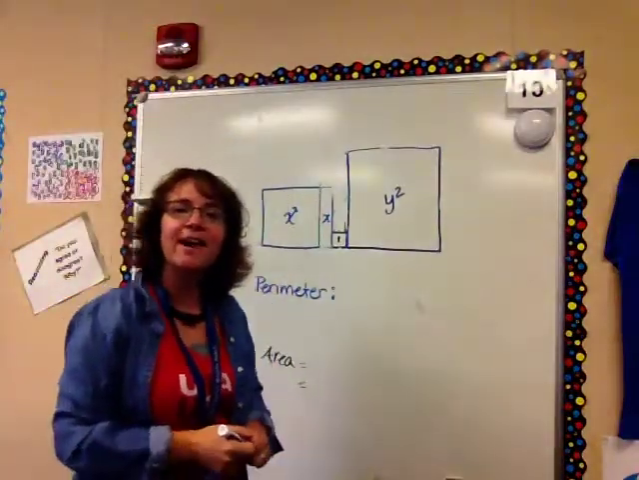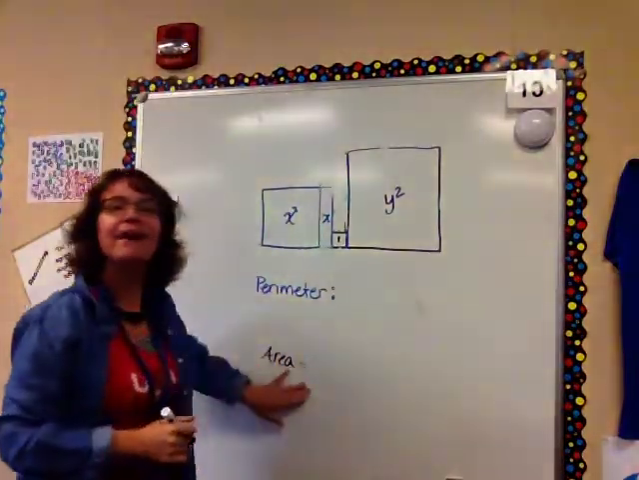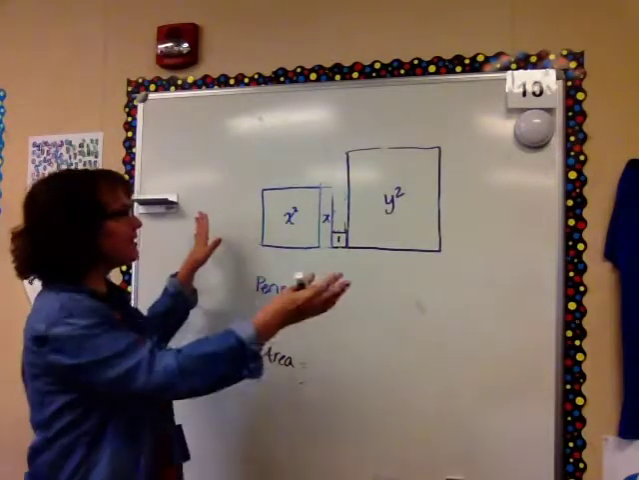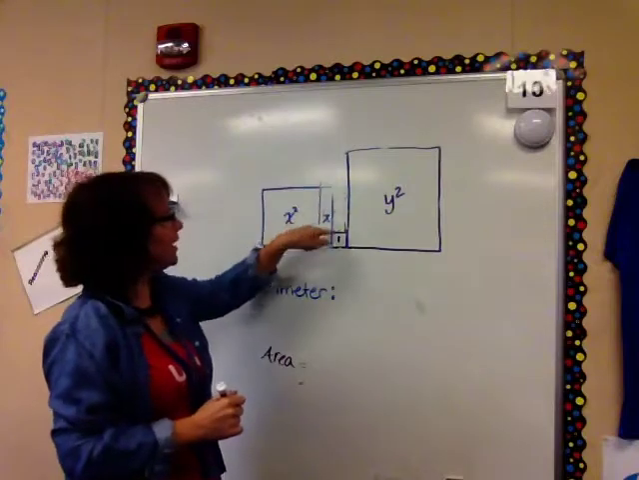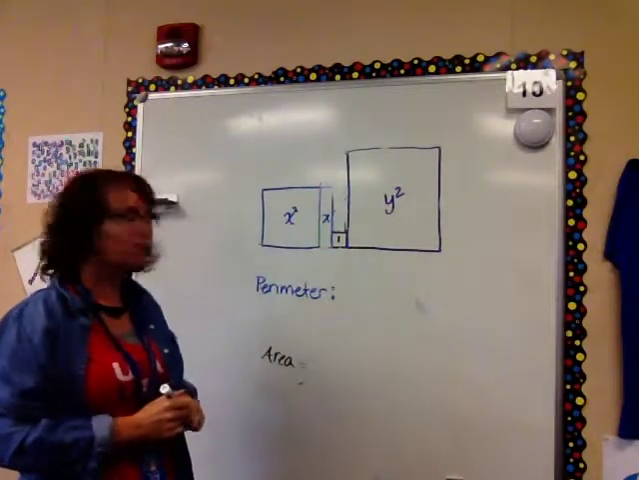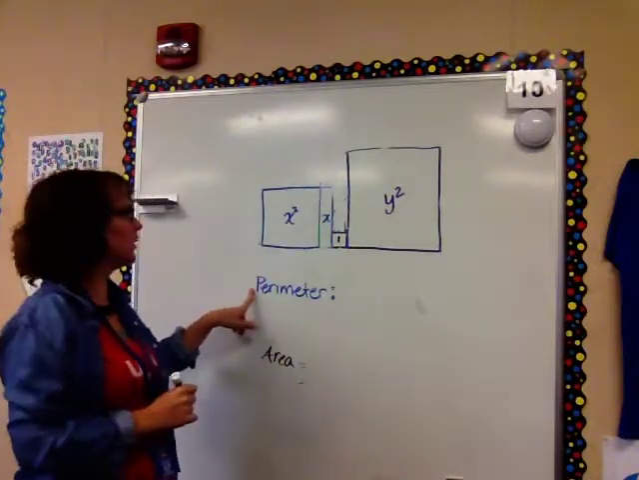So we're going to be looking at how to find the perimeter and the area of algebra tiles. If we put these algebra tiles together to make a shape, we're going to look at finding the distance around and also the area. So we're going to start with the perimeter, the distance around.